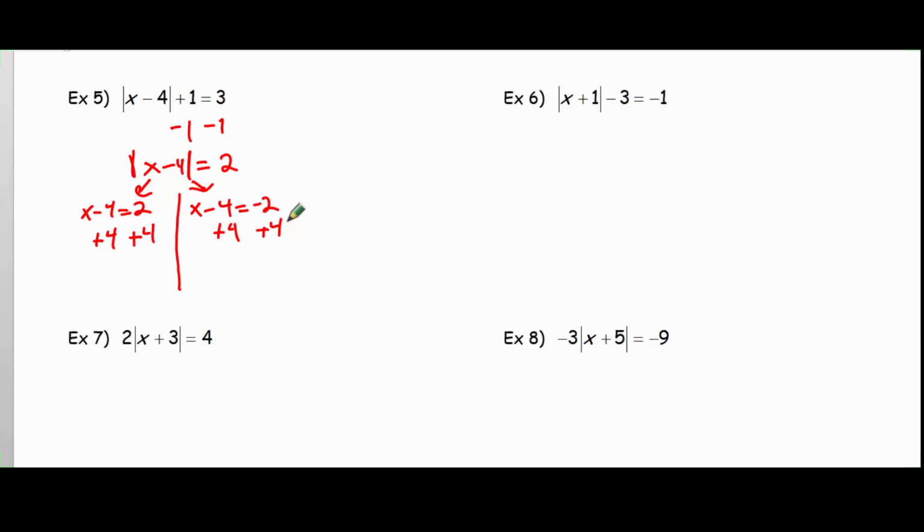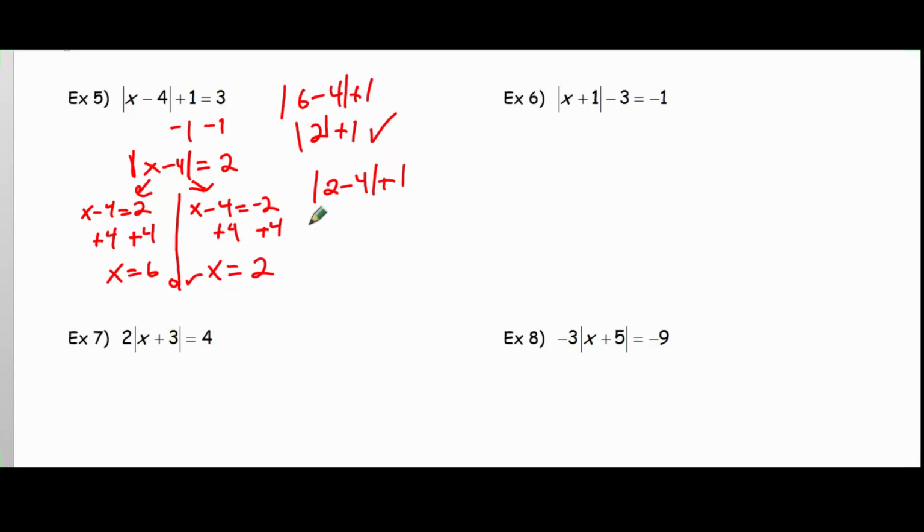When you solve them, it's kind of boring because it's the same equation on the left, so you get rid of 4 the same way both times. So x equals 6, and x equals 2, or not and. So we want to check them. Absolute value of 6 minus 4 plus 1, so that's absolute value of 2 plus 1, so 2 plus 1 is 3, checks out. Try out the 2. Absolute value of 2 minus 4 plus 1, so 2 minus 4 is negative 2. The absolute value of negative 2 is 2, so 2 plus 1 is 3, checks out.